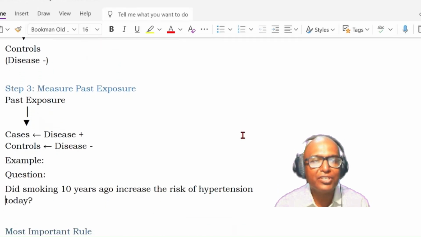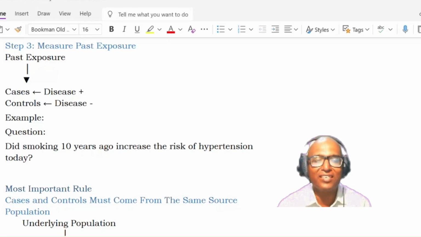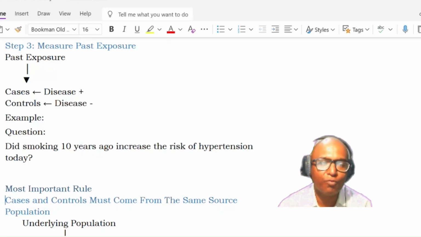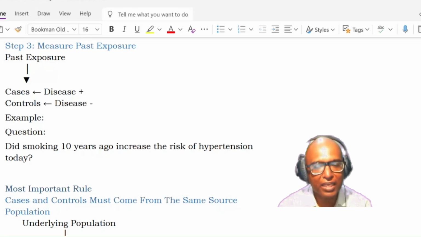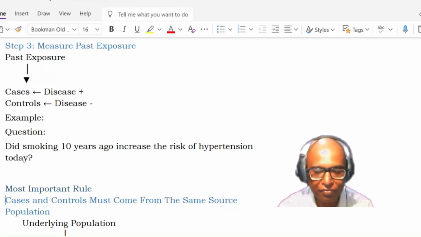Then the third step is to measure the past exposure. So we go backward in the history, and in the cases and in the controls, we look for the exposure. For example, did smoking 10 years ago increase the risk of hypertension today? If this is the question, then we'll go back and look for the smoking. So we'll take the cases of hypertension and an equal number of non-hypertension controls, and we will go back to look for smoking over a period of the last 10 years.